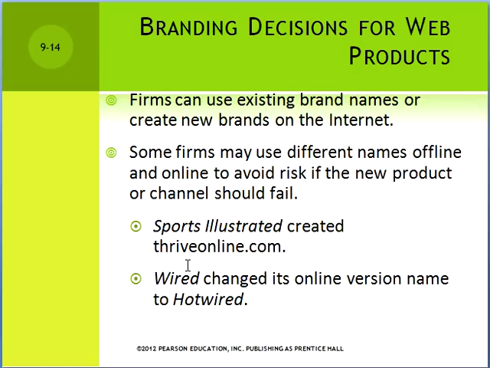So in this case, the online brand cannot affect much offline, and the same way the offline brand cannot affect the online. You may ask that, because of this, it must be very costly for the companies to manage the two brands. That is true. However, based on the strategy, they still try to come up. So here's another example. Wired is a magazine. They changed its online version name to Hotwired instead.